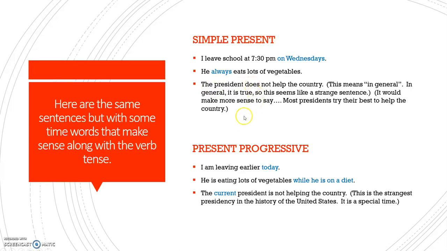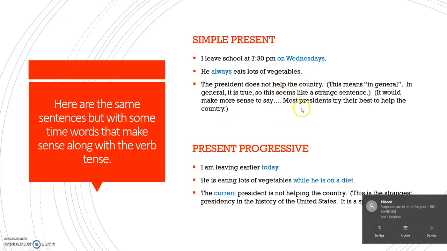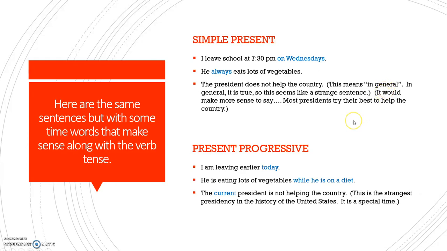"The president does not help the country." That's a strange sentence, isn't it? There's no time word there. This means in general. In general, it is true. So this seems like a strange sentence. It would make more sense to say, "Most presidents try their best to help the country," right? Or maybe I could make it affirmative. "Most presidents help the country."